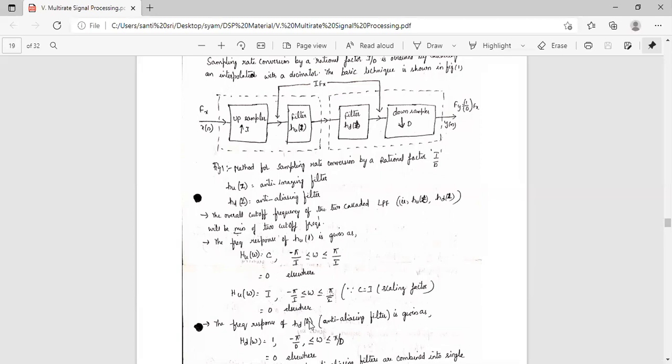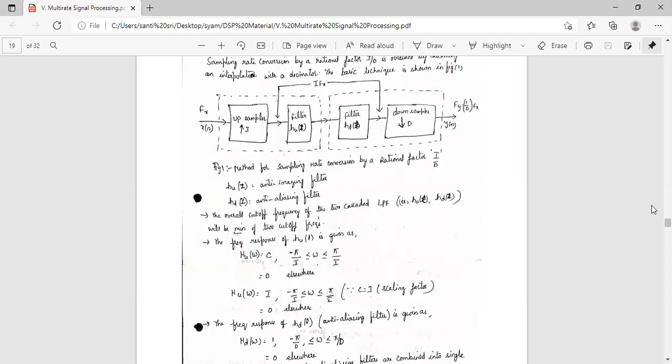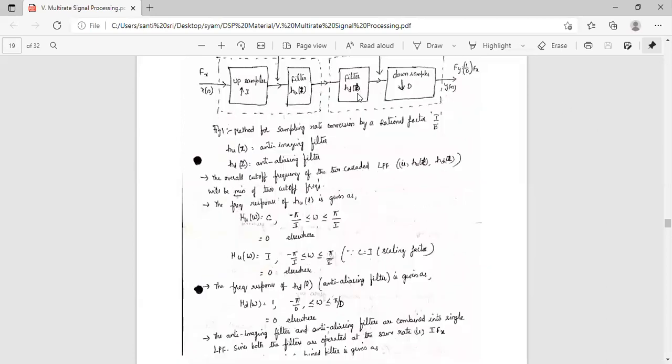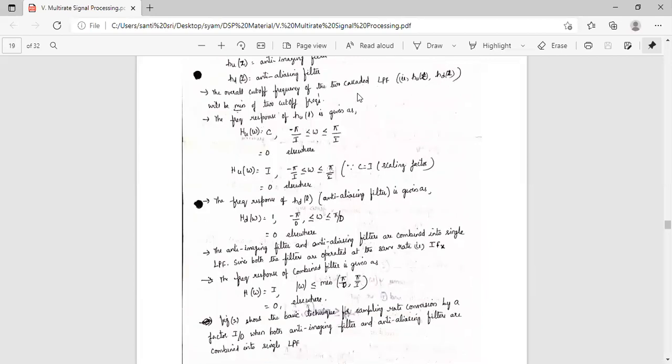So the frequency response of the anti-aliasing filter is given by H_D(omega) equal to 1 for minus pi by D to plus pi by D, or 0 elsewhere. The anti-imaging filter and the anti-aliasing filter are combined into a single low-pass filter, since both filters are operated at the same rate, that is I times Fx. That's why these two are combined into a single low-pass filter.